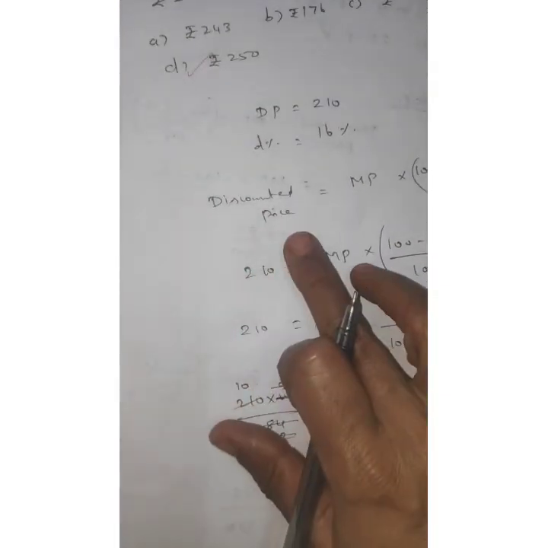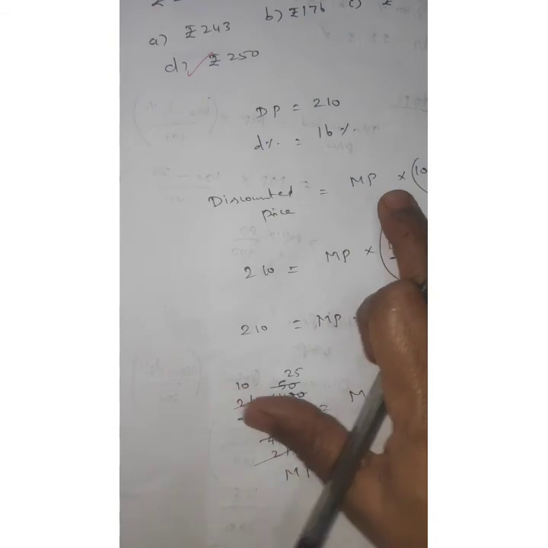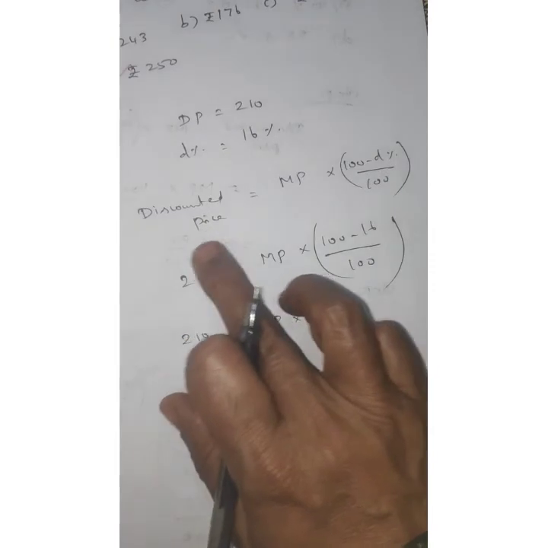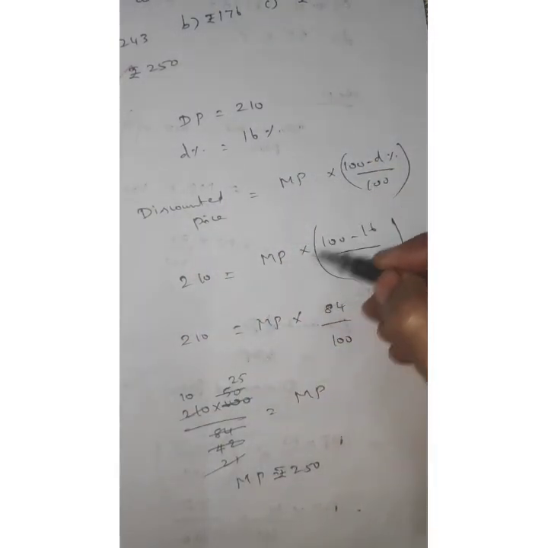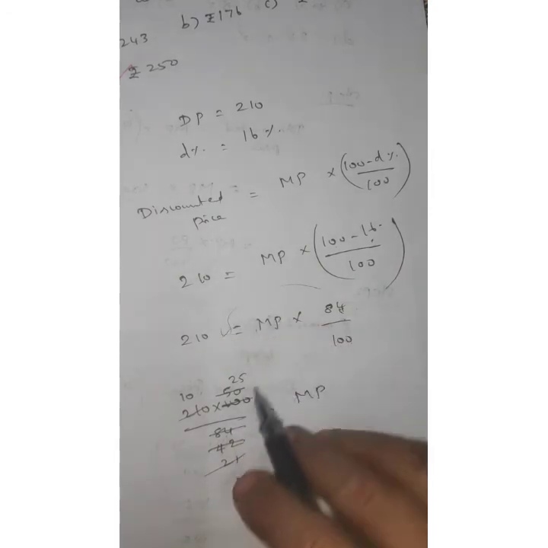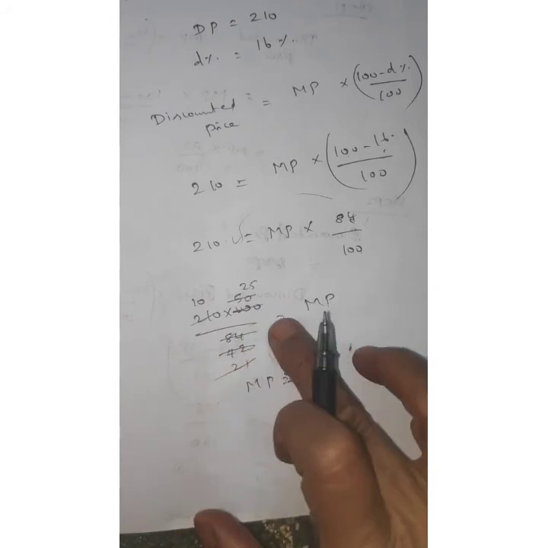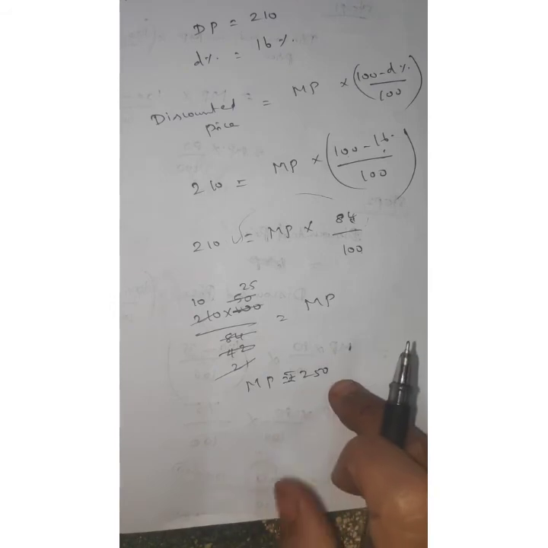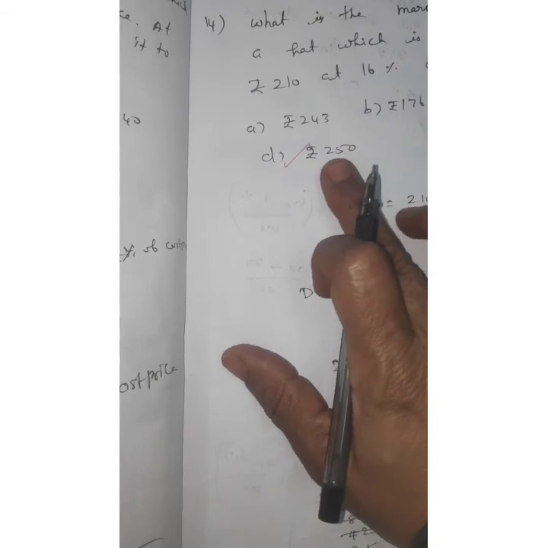The discounted price formula equals MP, market price, into 100 minus discount percentage divided by 100. Discounted price is 210 equals MP into 100 minus 16 by 100. 100 minus 16 equals 84. Write the reciprocal: 84 by 100 becomes 100 by 84. So 210 into 100 by 84. Cancel and we get the answer 250 rupees. The market price of the hat is 250 rupees. D is the option. 15th question.